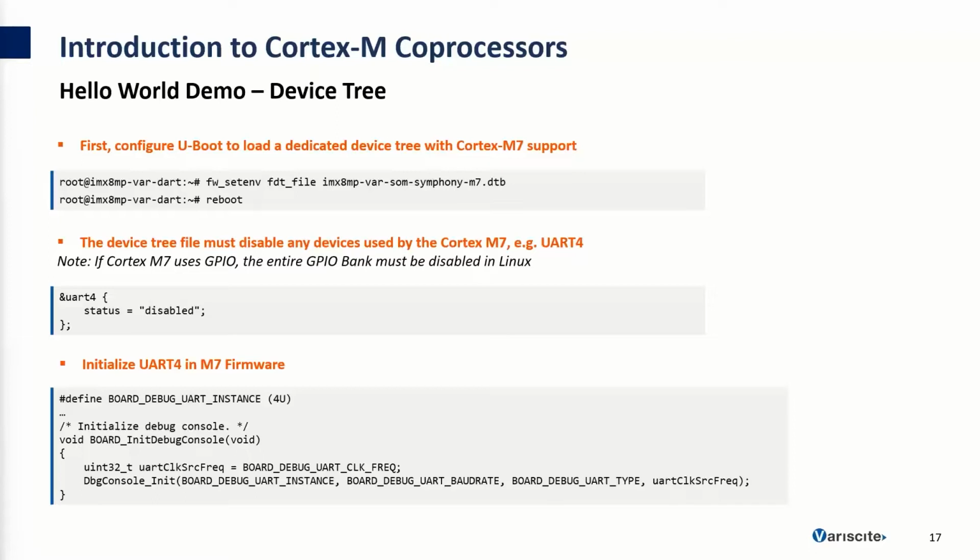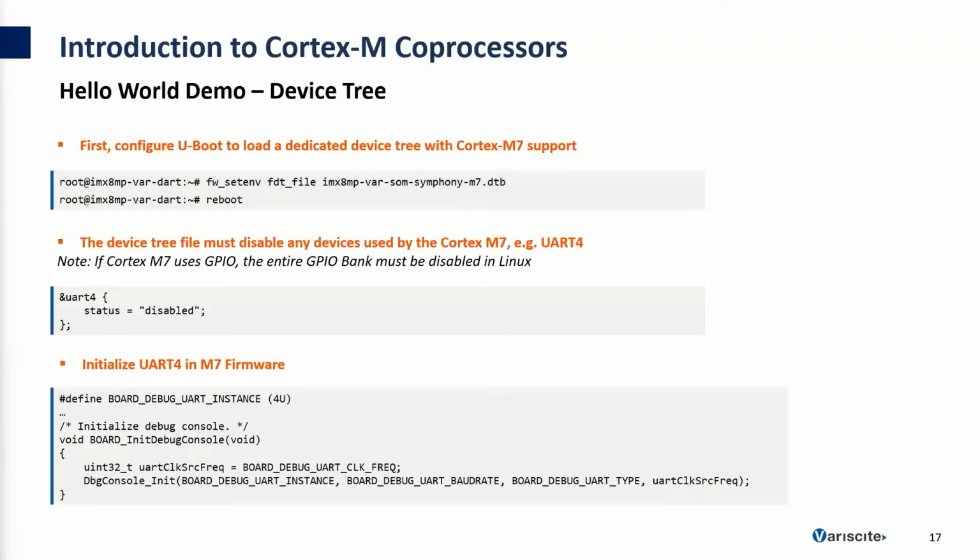So first we'll configure U-Boot to load a dedicated device tree with Cortex-M7 support. We can use the fw_setenv command to set the U-Boot environment variable fdt_file to imx8mp-var-som-symphony-m7.dtb. And then we can reboot to use this new device tree file.